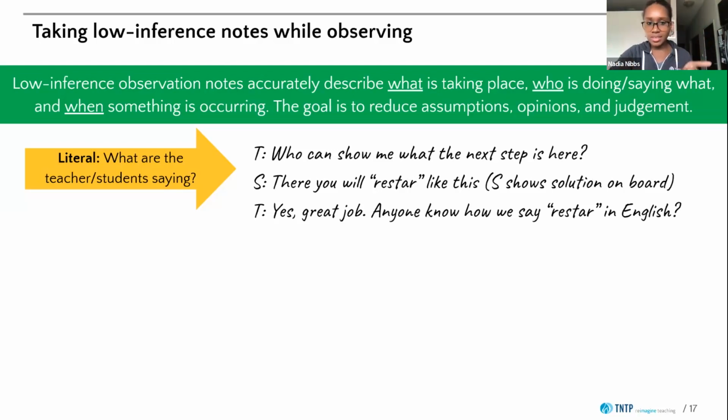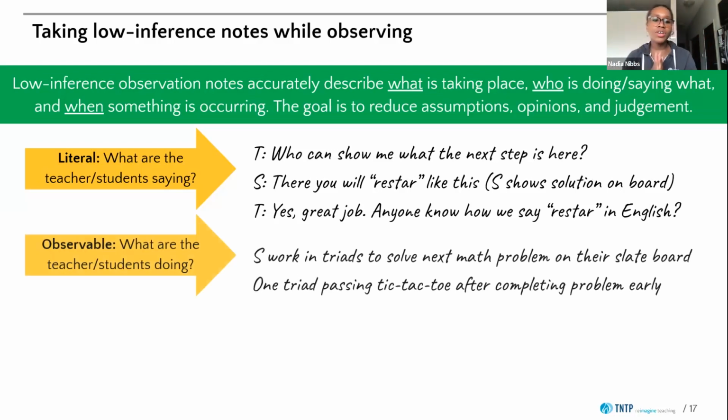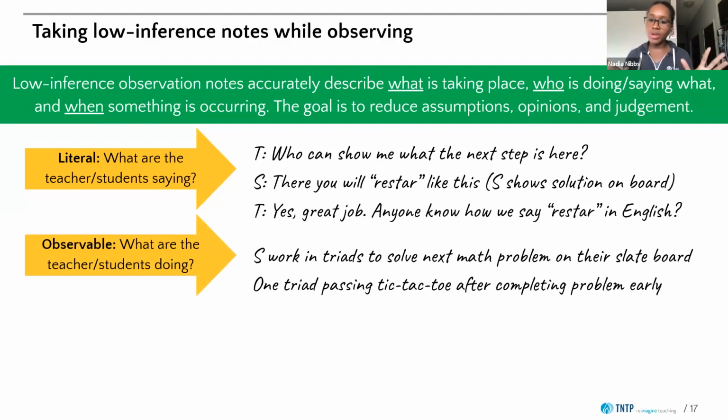Okay. Next, low inference notes are observable. S for students, you know, use your shorthands. I use S's, some people use S's and T's, some people use all kinds of stuff. Find the shorthands that work for you. Students work in triads to solve next math problem on their slate board. One triad passing tic-tac-toe after completing problem early, right? Just observable. Some you can actually see with your eyes.